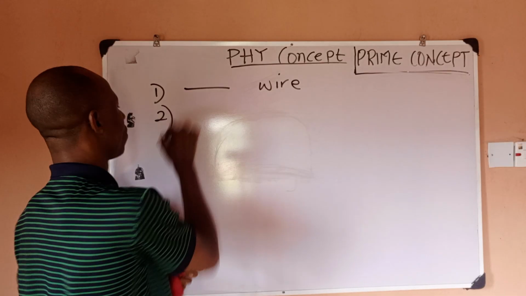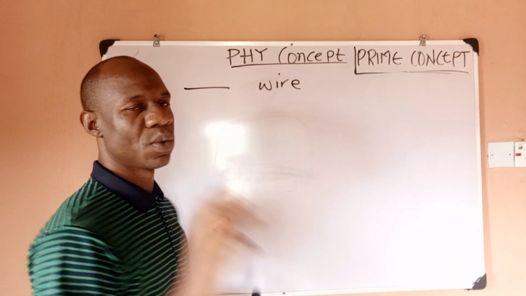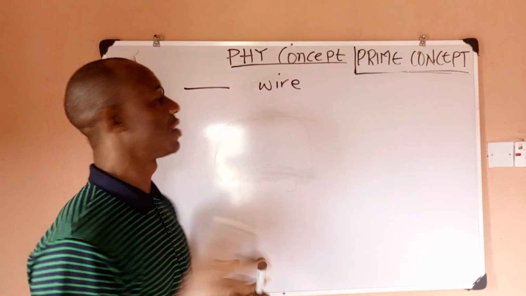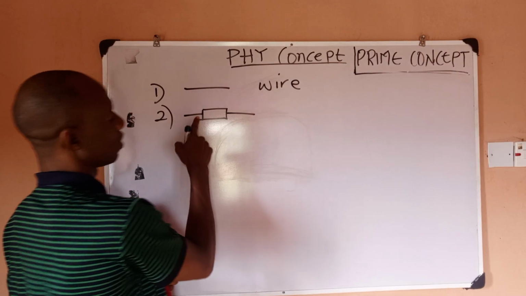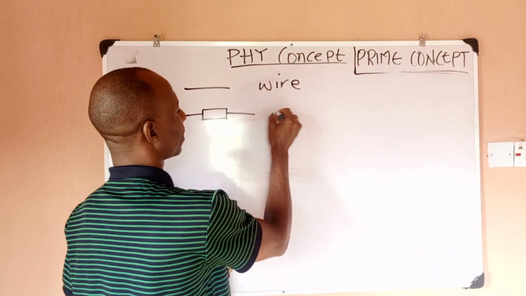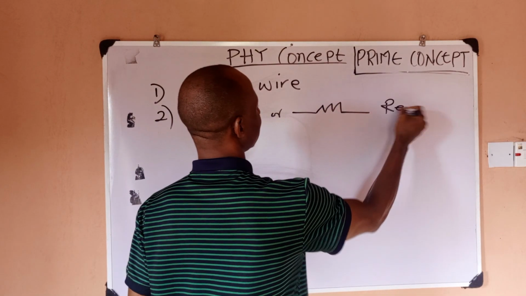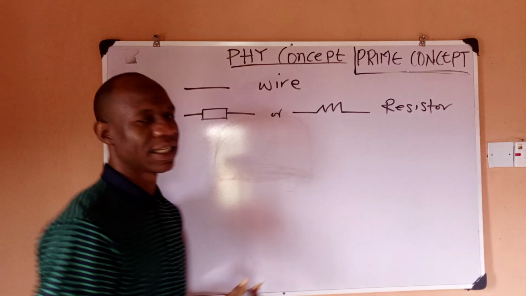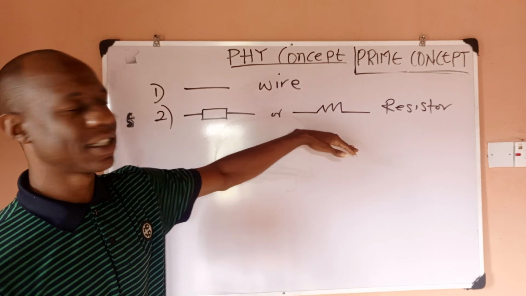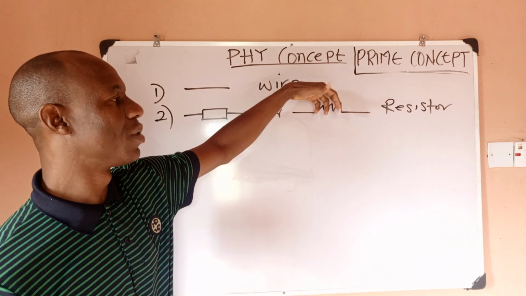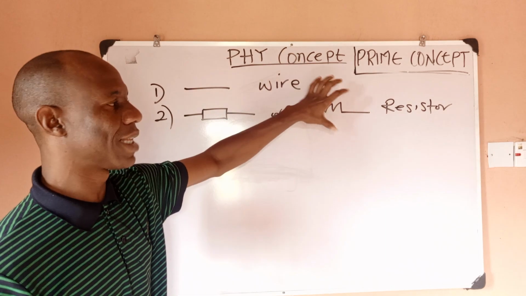Then another thing you need to know is the symbol for a resistor. We have two circuit symbols for resistors that can be used. One circuit symbol is this, and this is another circuit symbol for a resistor. Now know that these are standard resistors, also called fixed resistors. Standard resistors are resistors whose values are fixed. Their values cannot be changed.